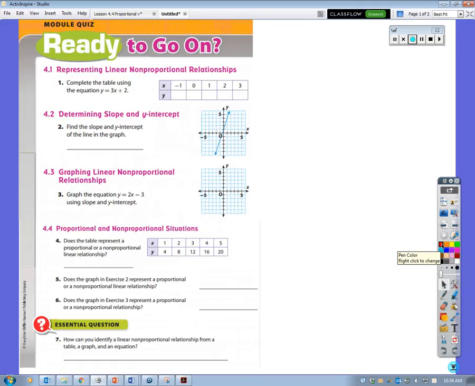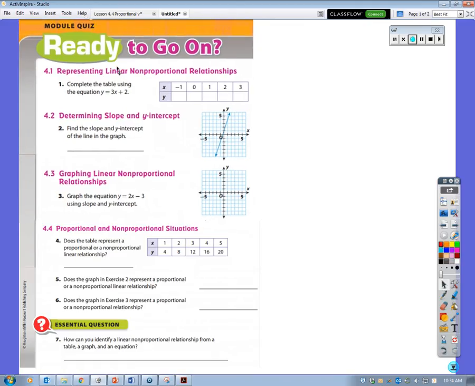So, quick review here. The word linear means line, which means it has a constant rate of change, and non-proportional means it does not cross the origin. So it's a line that does not cross the origin. We are going to complete the table using the equation y equals 3x plus 2.